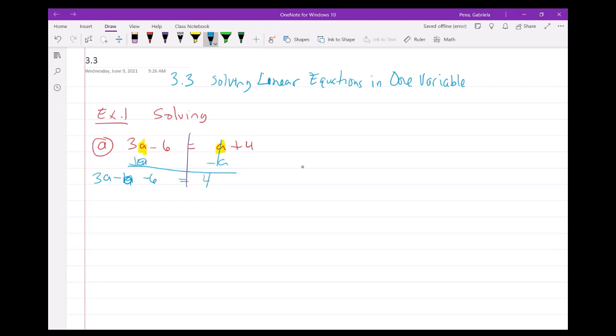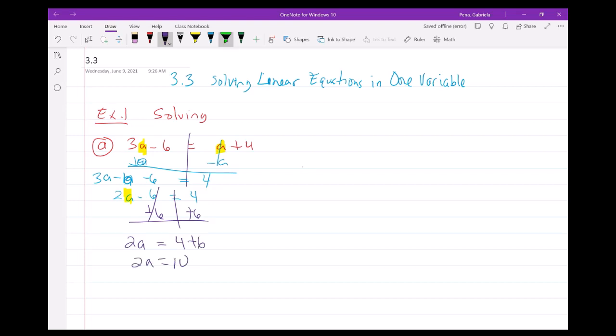Now this 3a minus 1a becomes 2a minus 6 equals 4. This line through the equal sign continues to happen. Now I'm solving for a, so I need to move that 6 over. So I do that by adding 6. These cancel. This becomes 2a equals 4 plus 6, which is 10.